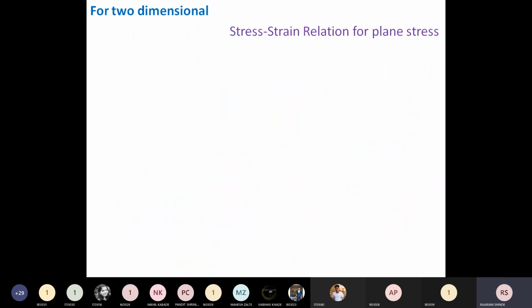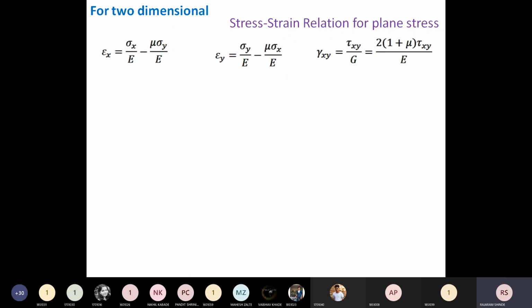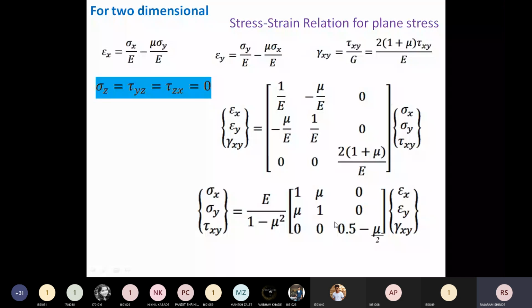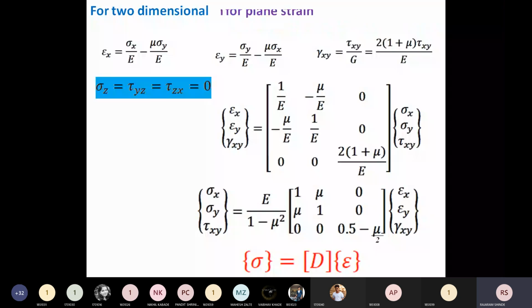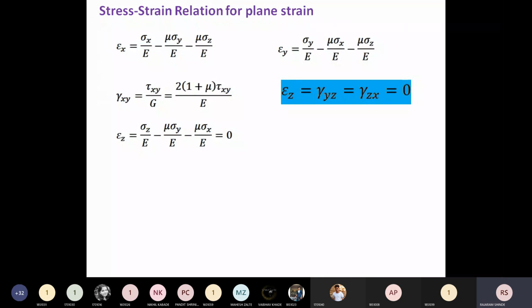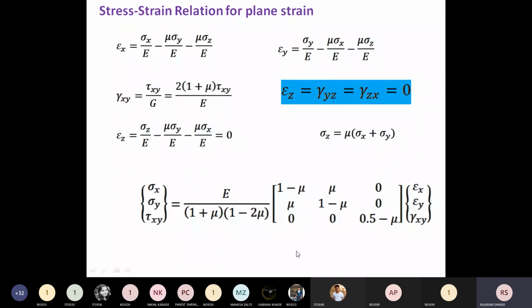Okay, now for two dimensional there are two cases: plane stress and plane strain. Plane stress, stresses in one direction are 0. Okay, this also we have covered. Now this is a stress strain relation, or it is also known as generalized Hooke's law for two dimensional plane stress problem. Now this is also written in the form of sigma is equal to D into epsilon. Okay, now plane strain. For plane strain, all strains in one direction are 0. Now this is a stress strain relation, and this one is your D matrix.